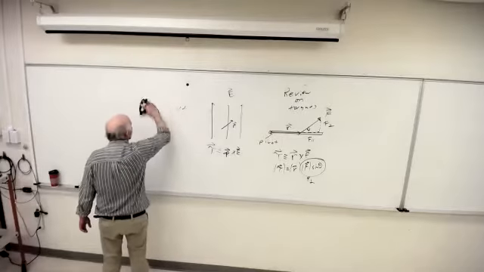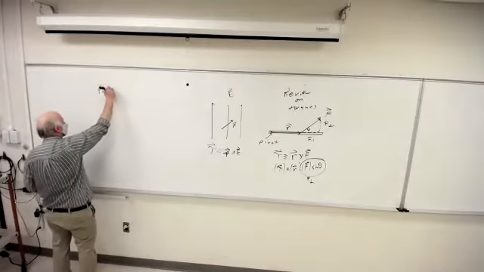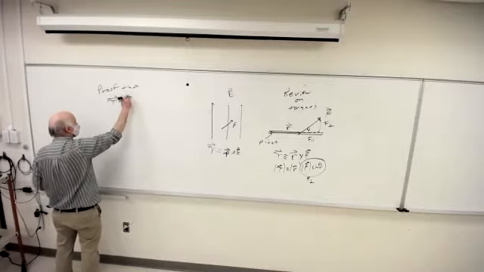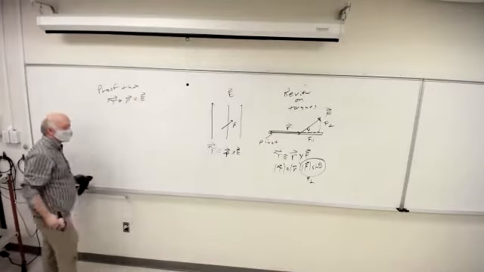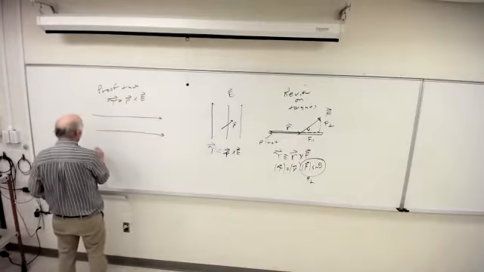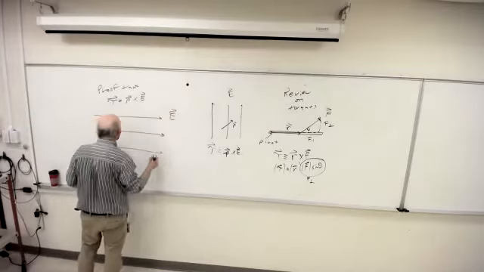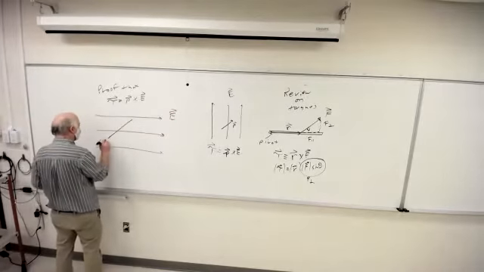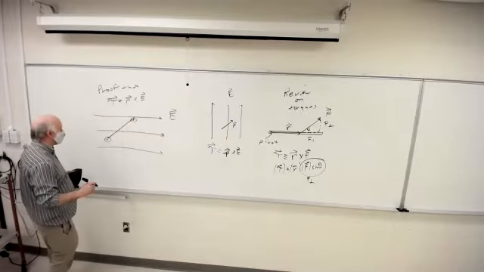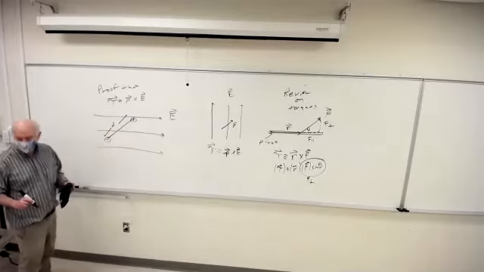Okay, so proof. I'm going to have an E like this. I'm going to assume it's constant. It doesn't have to be like this, for no reason I'm drawing it this way. This is E like that. And here's my little dipole. I'm going to call this length D.